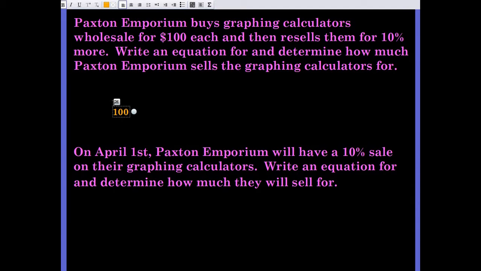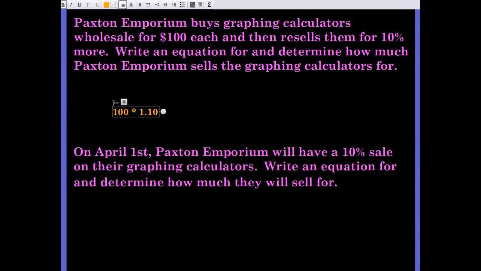So they're not reselling them for 10% of the price, but for 10% more, which means 100% of the price and 10% more. So when we multiply this to get a size change amount, we're going to multiply it by 1, which is the 100%, and remember that's what that decimal is, 10% more. So 100 times 110.